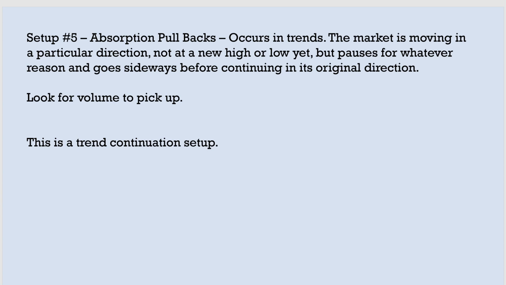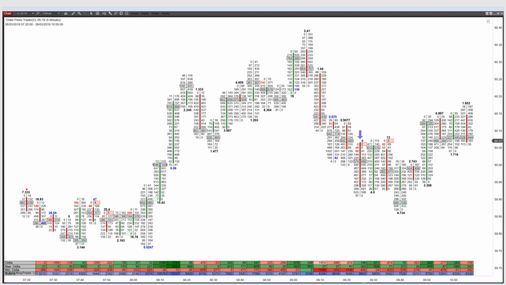So setup number 5, absorption pullbacks. It occurs in trends when the market is moving in a particular direction, not at a new high or new low yet, but pauses for whatever reason, goes sideways before continuing in its original direction. Look for volume or delta to pick up. This is a trend continuation setup, right? Everyone says you got to ride the trends, right? You got to ride the trends.